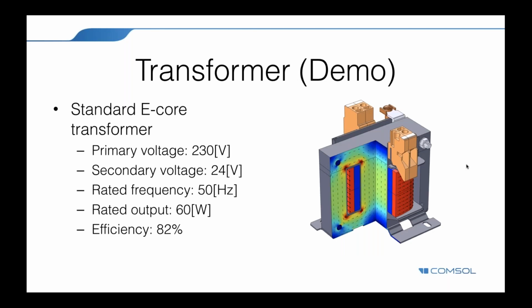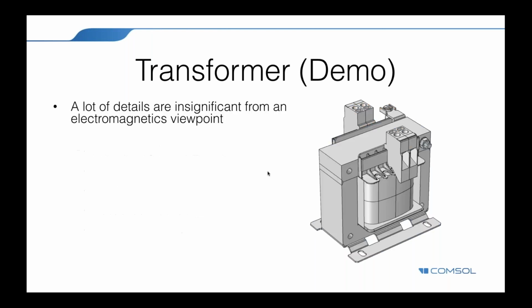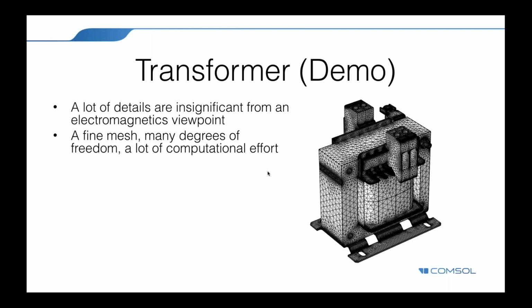The first demo is a transformer, an E-core transformer design. We have some specifications from the specification sheet of the product, and we want to simulate it in COMSOL Multiphysics. And for that, we need to take into account some portions of the model, and there are lots of insignificant details that can be neglected, and we should neglect during the simulation of such a design in COMSOL Multiphysics. Because we could end up with a very, very dense mesh with lots of degrees of freedom, and for various reasons, this is unnecessary for us.